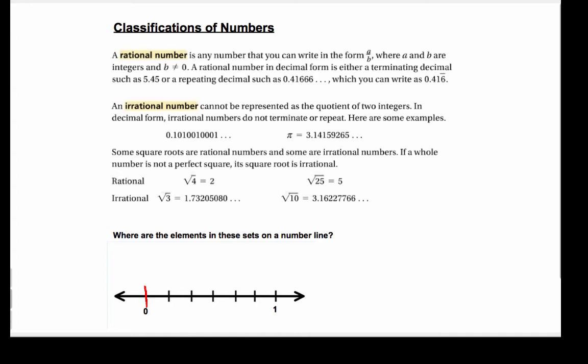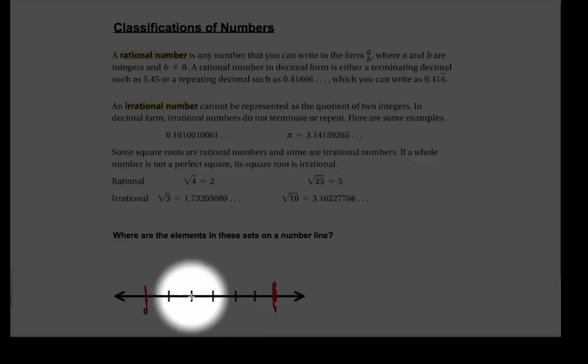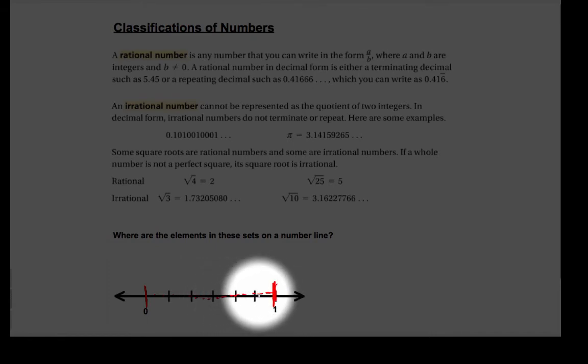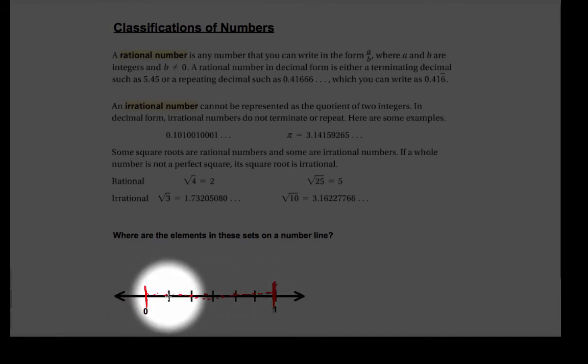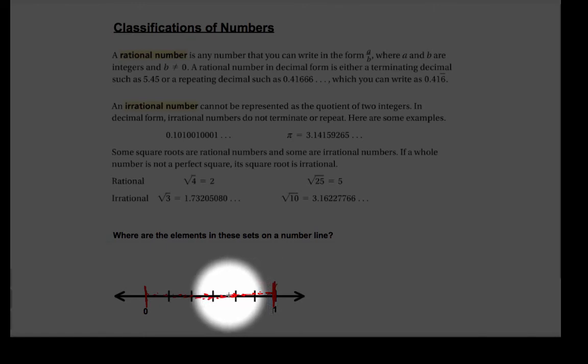Where are these elements on a number line? Between 0 and 1 here, we know that there are an infinite amount of numbers in here. Some are rational, some are irrational, but there's an infinite amount of numbers here.